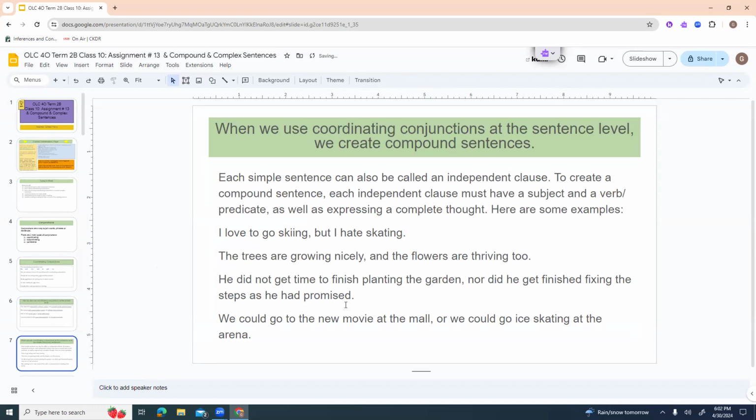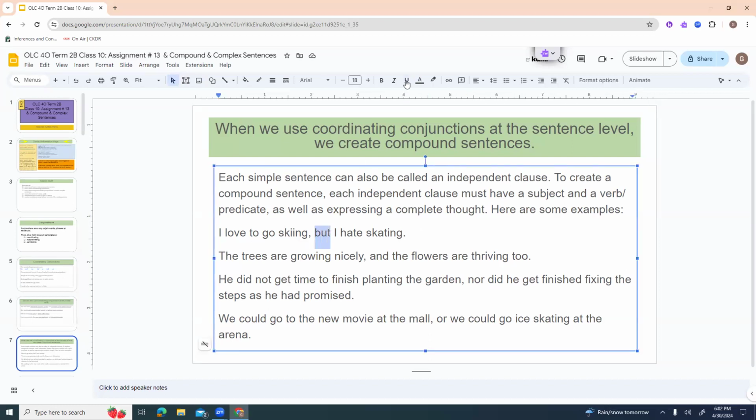We also use coordinating conjunctions at the sentence level. When we do that, we are creating what's called a compound sentence, which is basically just two sentences joined together. Okay. Each simple sentence is also sometimes referred to as an independent clause. An independent clause has the same criteria as a complete sentence. It has to have a subject, a verb, and be able to stand on its own, like it makes sense on its own. Some examples might be things like, I love to go skiing, but I hate skating. So each side works as a sentence on its own. I love to go skiing is fine. I hate skating. And then we join them with the conjunction but.